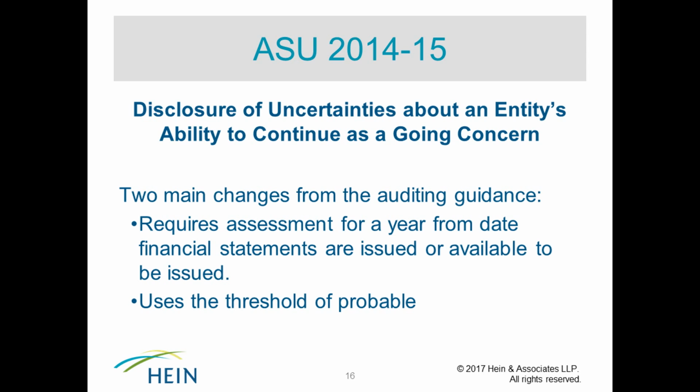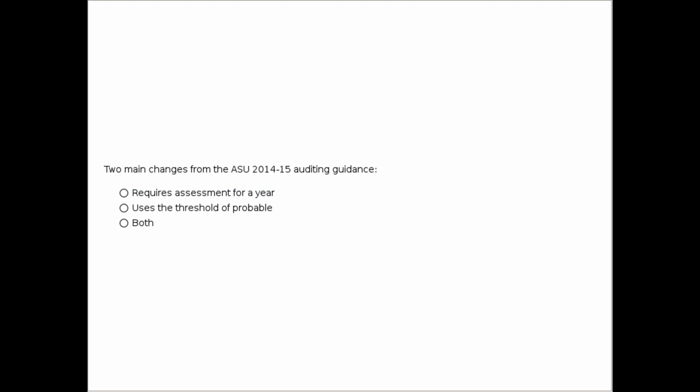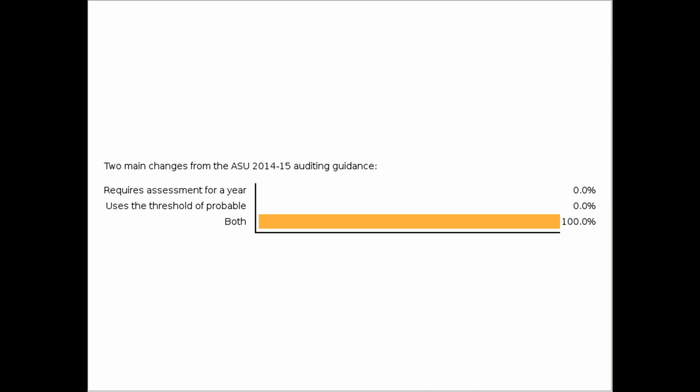Okay. All right, we have polling question number 3. Two main changes from the ASU 2014-15 audit guidance are: A, requires assessment for a year from the date financial statements are issued or available to be issued. B, uses the threshold of probable. C, full.